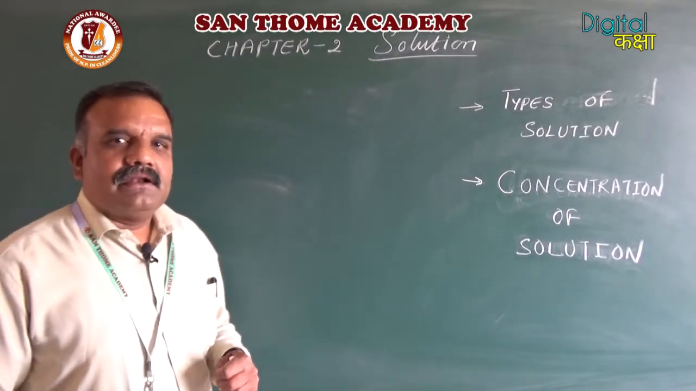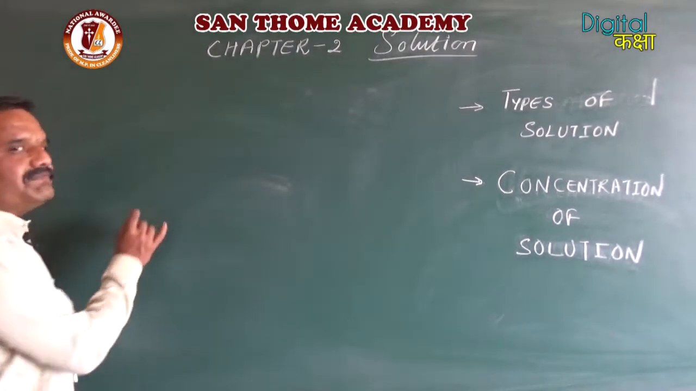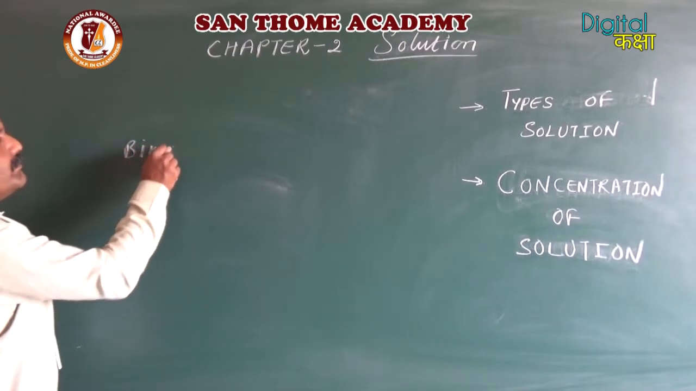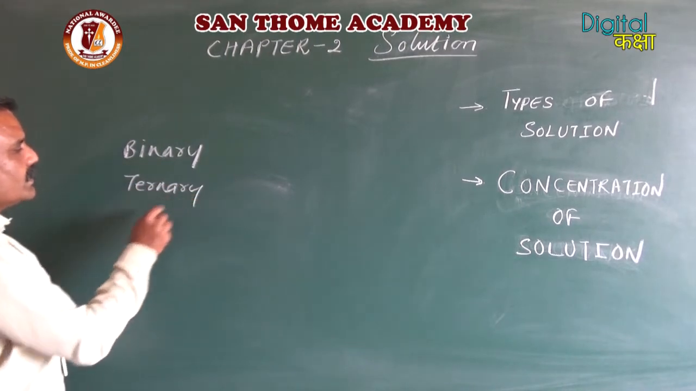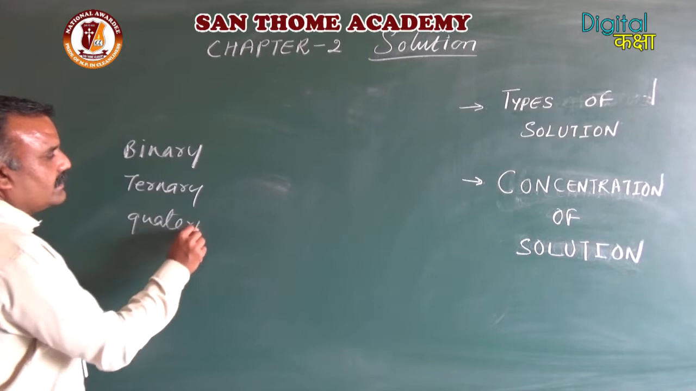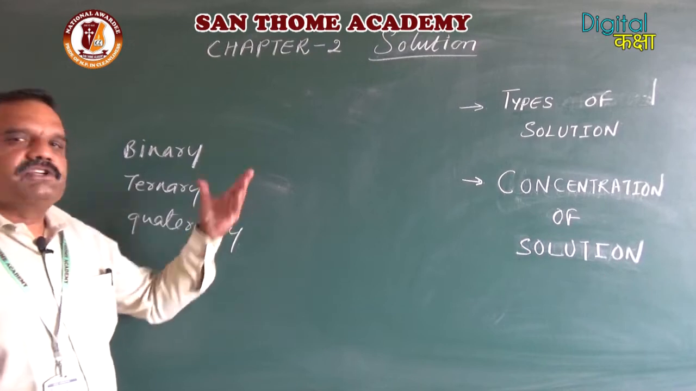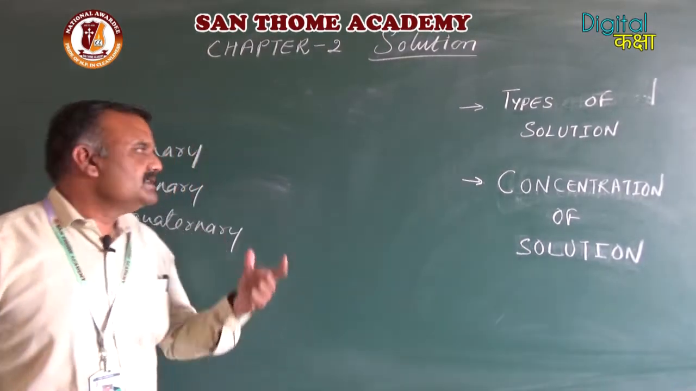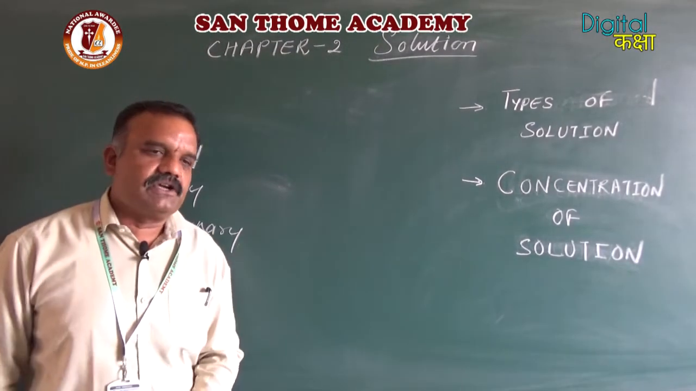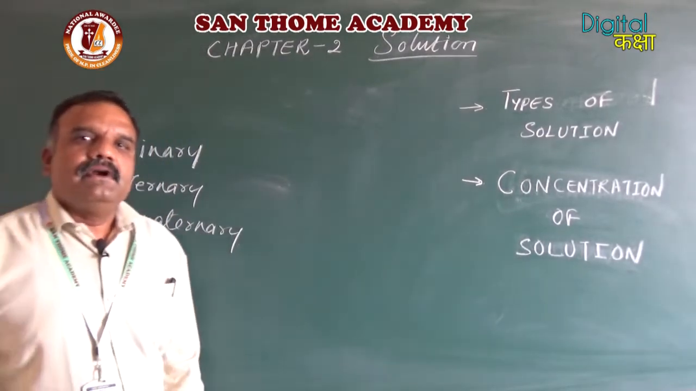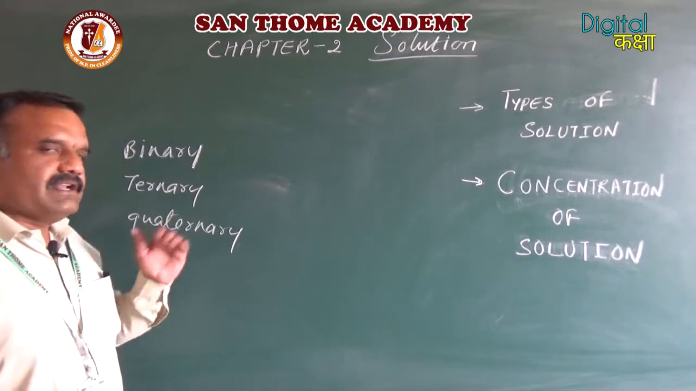Now, depending upon the number of components present, solutions are classified as binary solution, ternary solution, and quaternary solution. A binary solution is a homogeneous mixture of two components. A ternary solution is a homogeneous mixture of three components. A quaternary solution is a homogeneous mixture of four components.